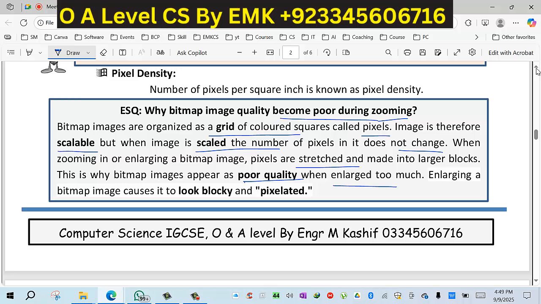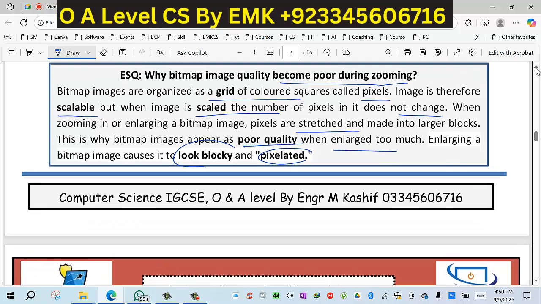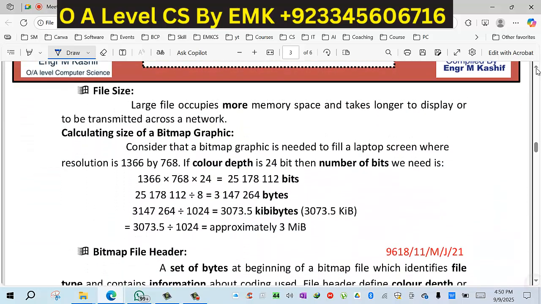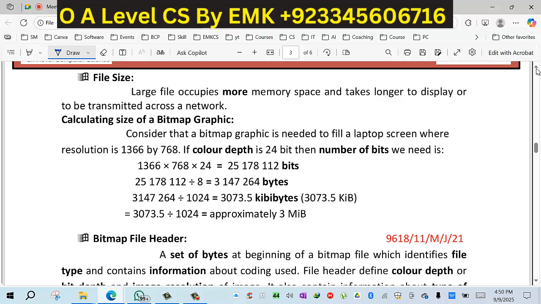So this will make the image pixelated. This will make the image look blocky. Understood? Yes. Okay. Then we have how to calculate the file size.